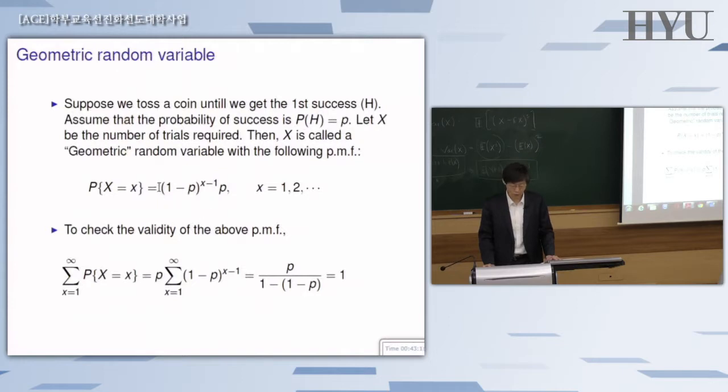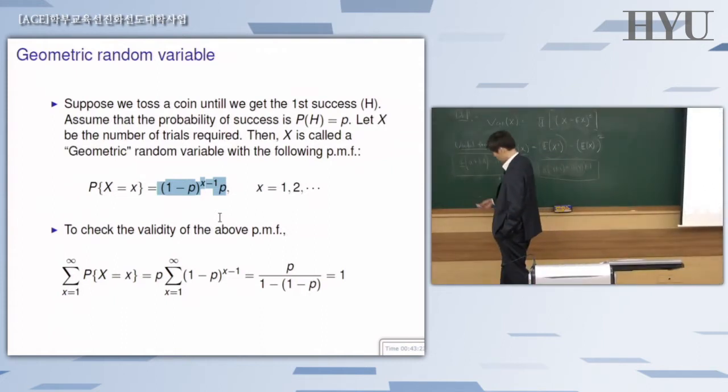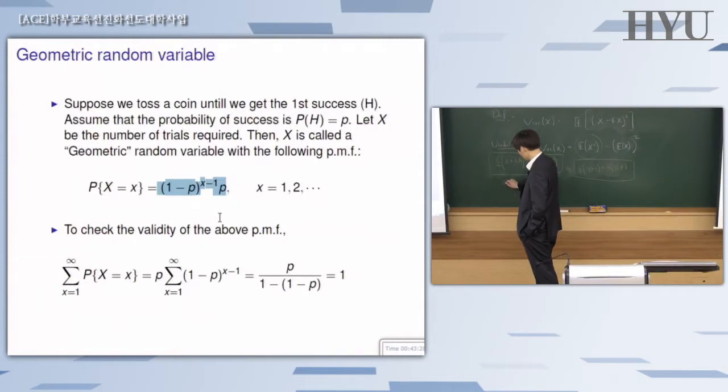But if you look at the shape of this probability mass function, that's nothing but a geometric series. That's why this one is called a geometric random variable. You know what the geometric series is? There's an initial value of x0 or a. You first multiply the first entry by some probability less than 1.